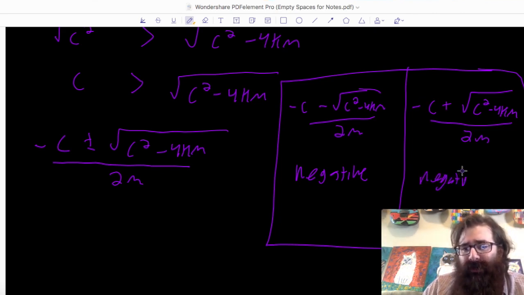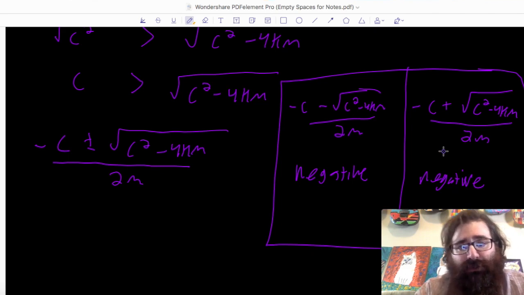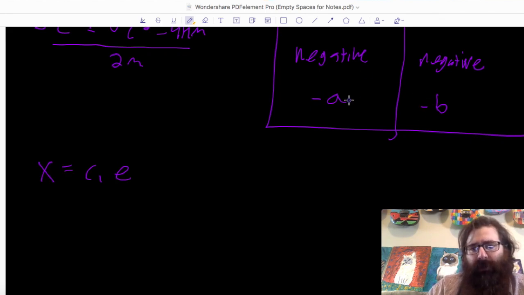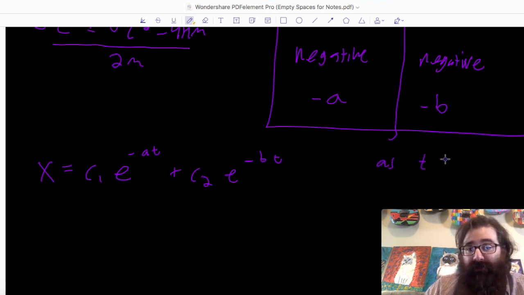So in each case, now I have negative roots, which, thinking about it in general, whatever you want to call these, here I'll nickname them a and b, they're negative numbers. My solution in this case would be some coefficient c sub 1 times e to the, since they're negative, let me put that minus sign there. Let me say a is the magnitude, b is the magnitude, but they're both negative. So e to the minus at, plus c sub 2 times e to the minus bt. For example, these are negative values that I have in the exponent. So this is another case where, as t goes to infinity, x is going to head to 0.